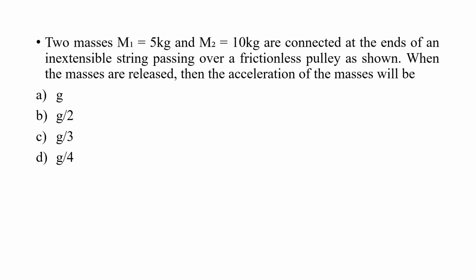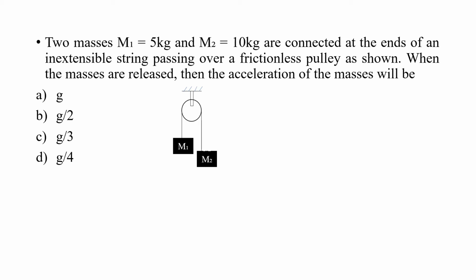Next problem, two masses m1 is equal to 5 kg and m2 is equal to 10 kg are connected at the ends of an inextensible string passing over a frictionless pulley as shown. When the masses are released, then the acceleration of the masses will be option A, g, B, g by 2, C, g by 3 and D, g by 4. You were given the figure.